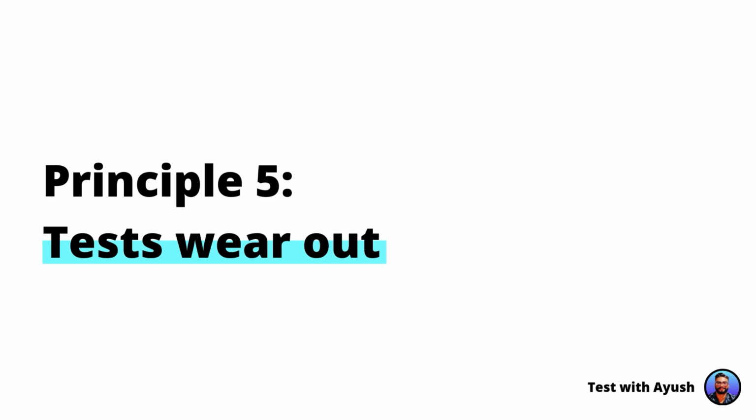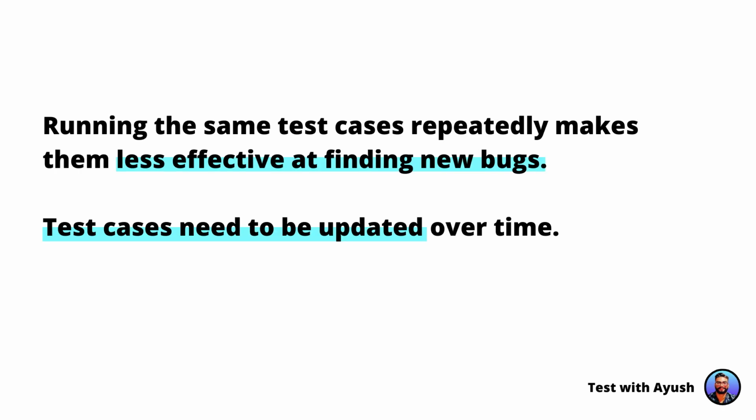Principle number 5: Tests wear out. Running the same tests repeatedly makes them less effective at finding new bugs. Test cases need to be updated over time.